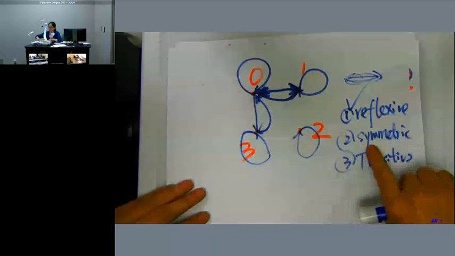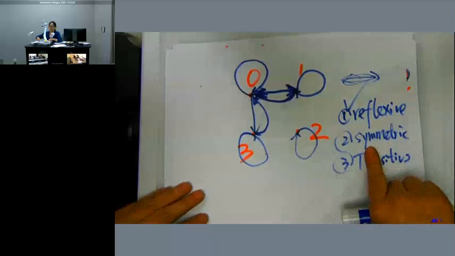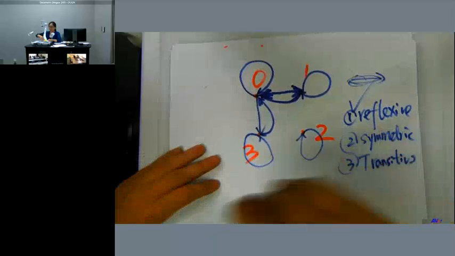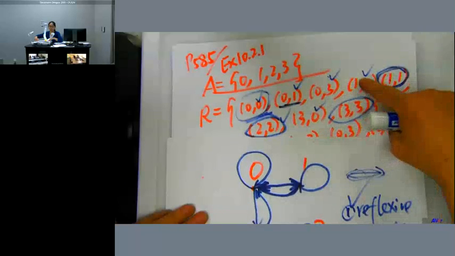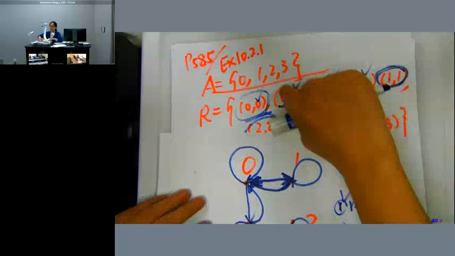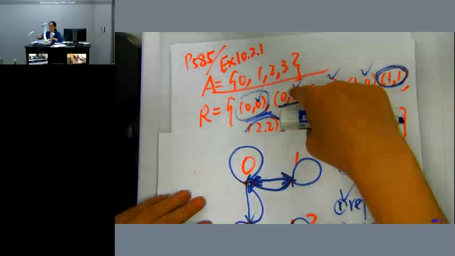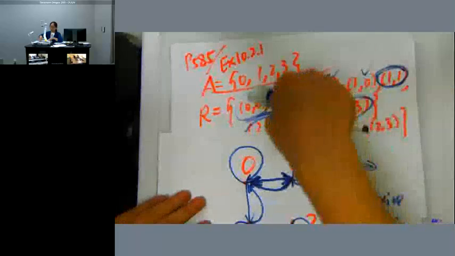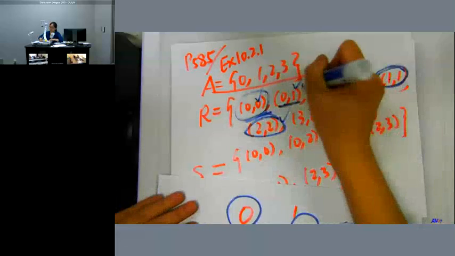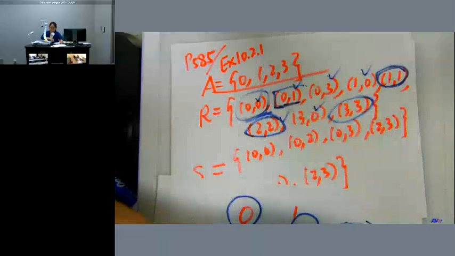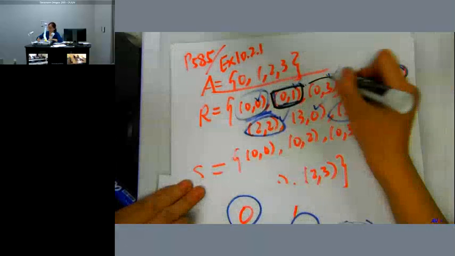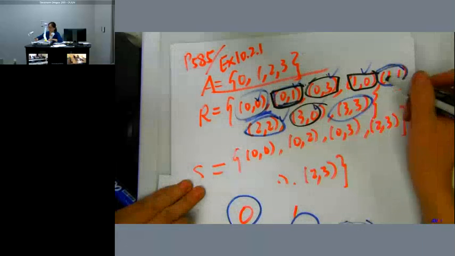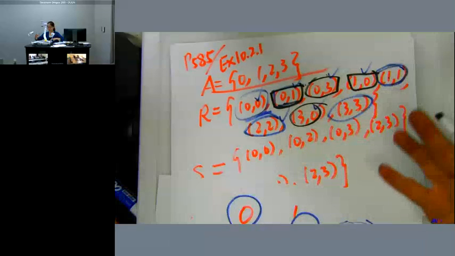Now, how is symmetric defined? If you have 0 related to 1, then 1 must be related to 0. In general, if your first number is related to the second, you must have the second number also related to the first. So what we did before, we said if I have 0, 1, then we must have 1, 0 after we switch. If we have 0, 3, then 3, 0 must be there. Well, that's all we have.